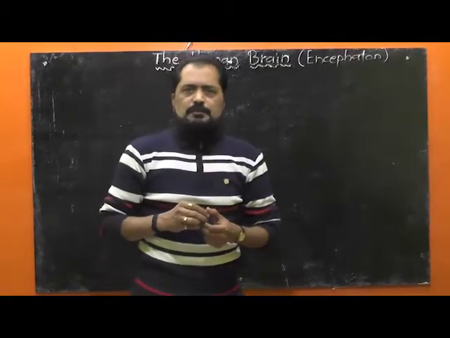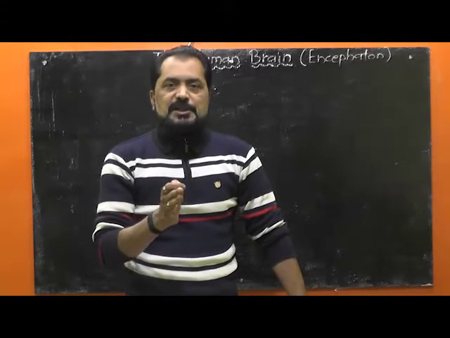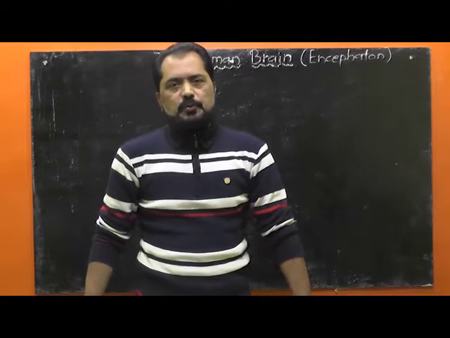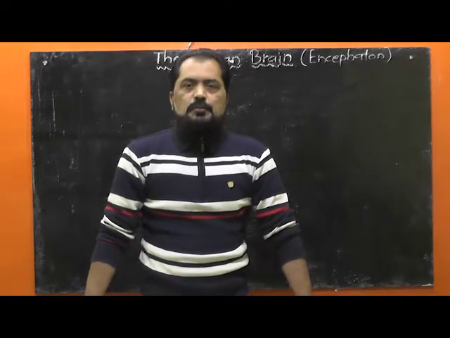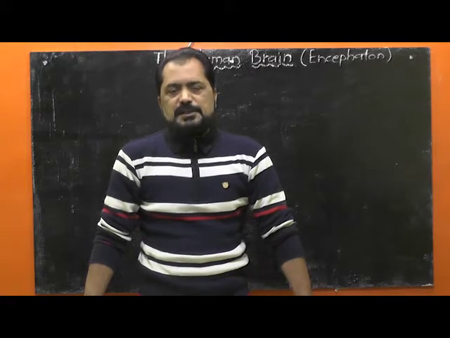Now the human brain forms the anterior part of central nervous system. In our previous lectures I have already told you that the human nervous system is broadly divided into three subsystems.